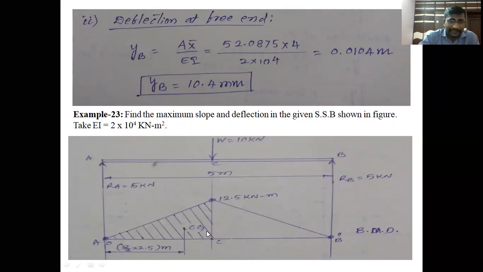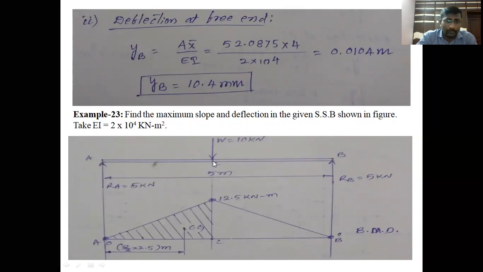Already we drew in the second chapter the bending moment diagram for the simply supported beam for a point load. So what is the bending moment at point B? At point B, the bending moment is 0. One reaction force is acting at point B. Even though it is passing through point B, there is no moment developed due to that reaction force. Therefore, the bending moment is 0 at point B.